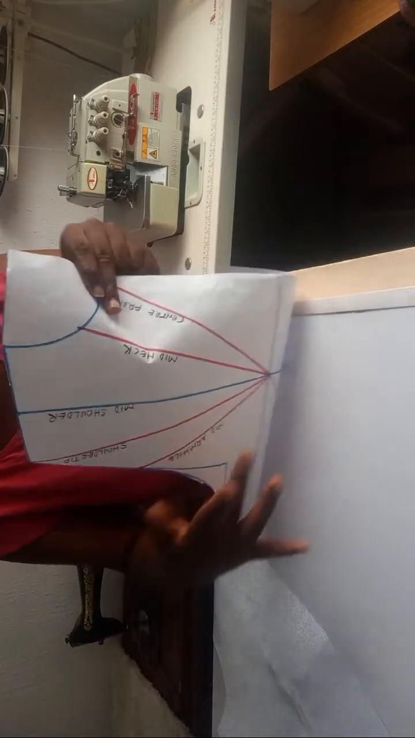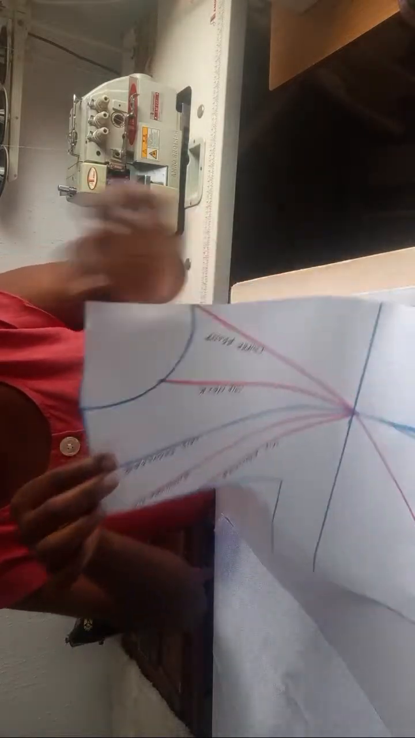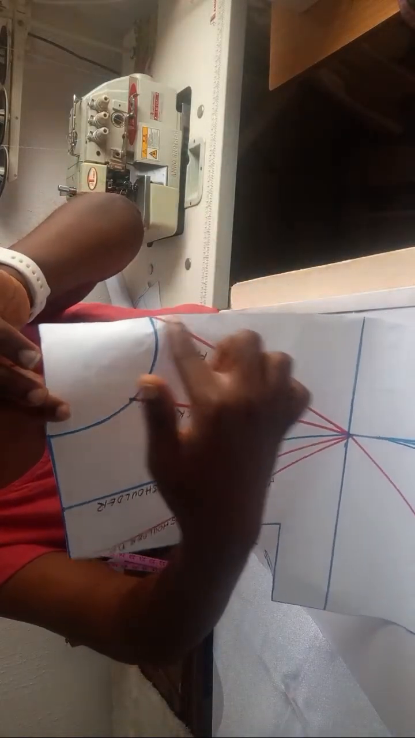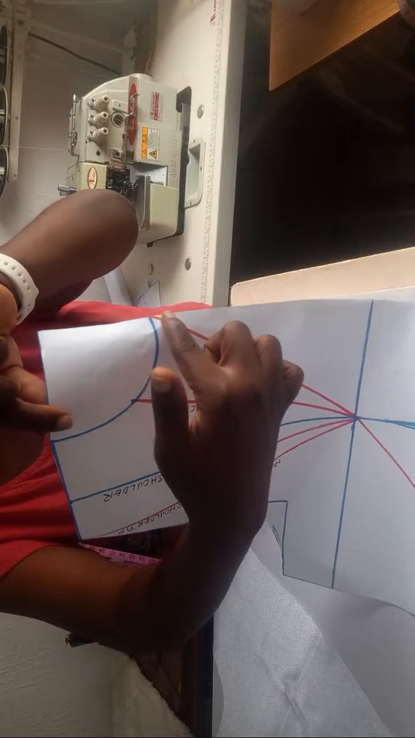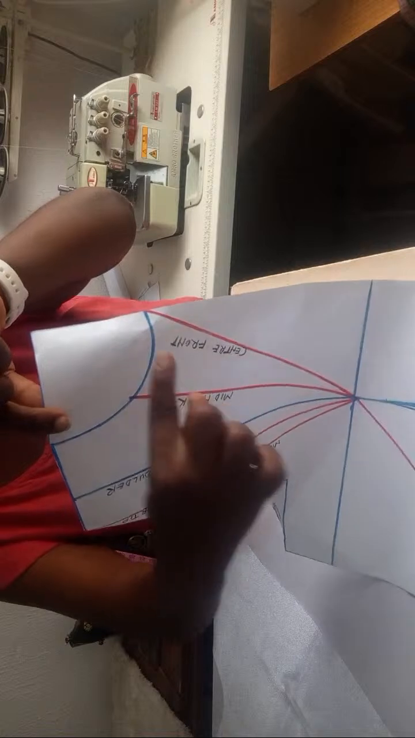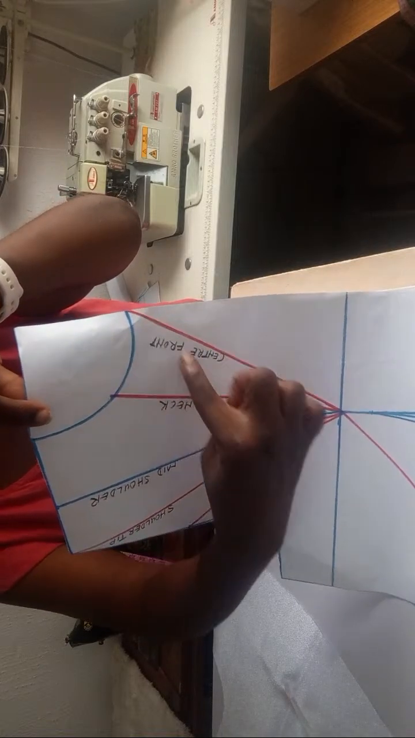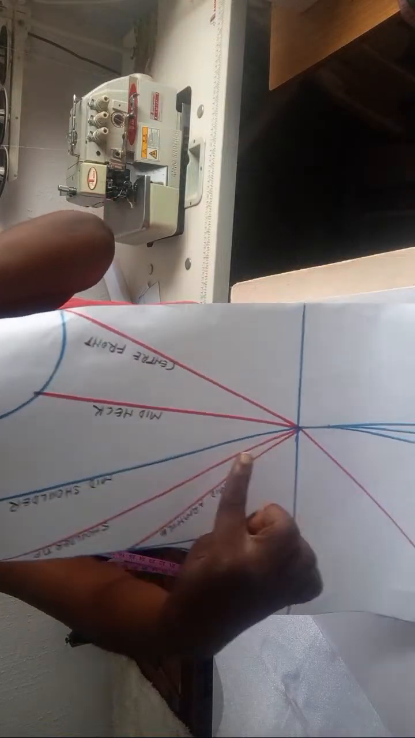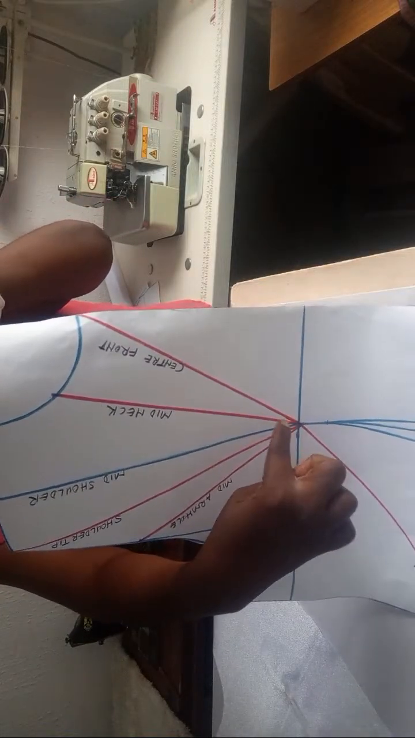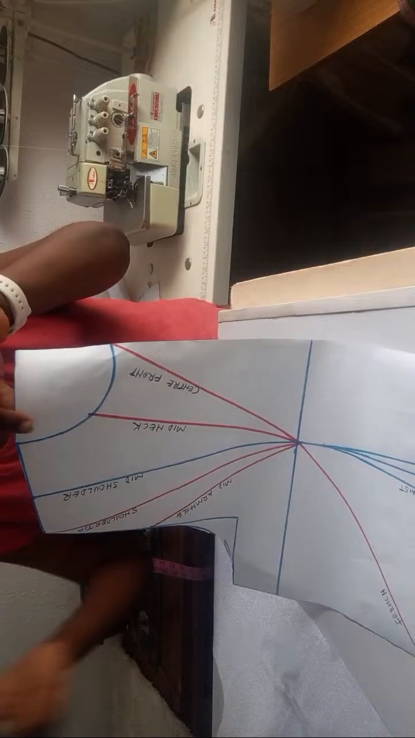And we have our center front dart. You can see this dart. This dart is from the center front of the neck. From the center front of the neck, you connect it to the bust point. There's the apex. You connect it to the bust point, you can see. So you can use this dart to create pleats also.